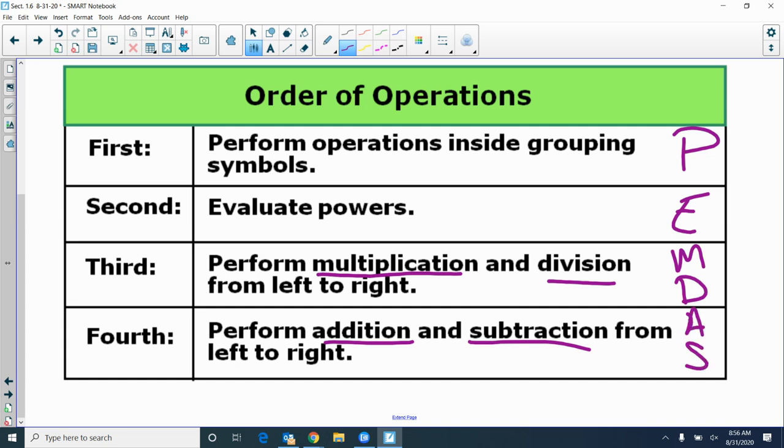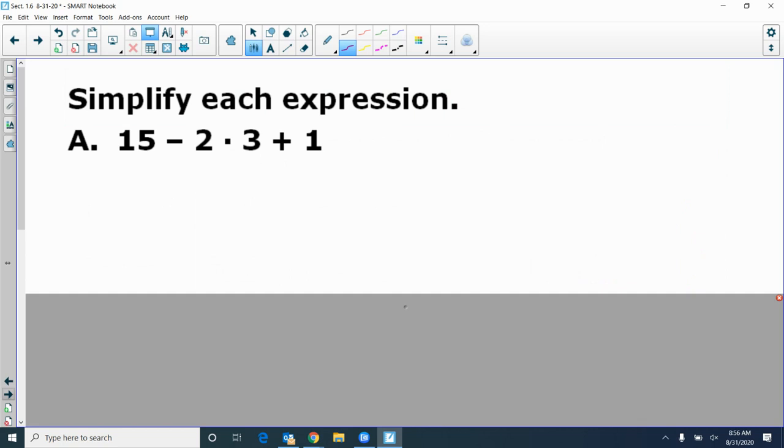PEMDAS. So again, you guys have been doing this for years. Not going anywhere. Becomes extremely important in Algebra 1. We're going to do order of operations all year long. And we already talked about this last week. I think with the very first activity we did, remember we gave you 3 problems and they all had the answer of 10. That was order of operations. So here it says simplify each expression, 15 minus 2 times 3 plus 1. So order of operations is going to tell me to do what first here?